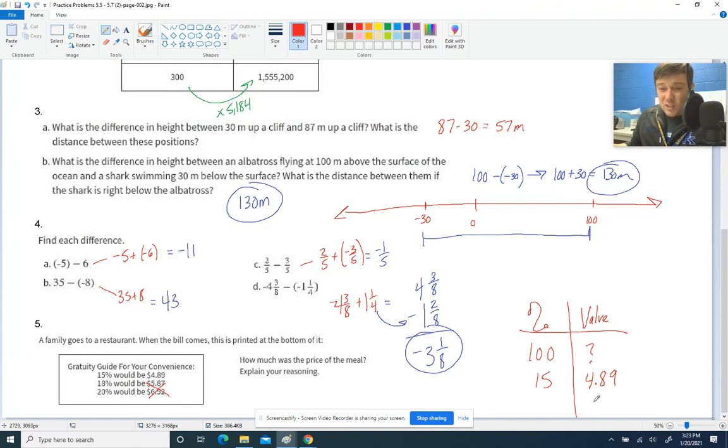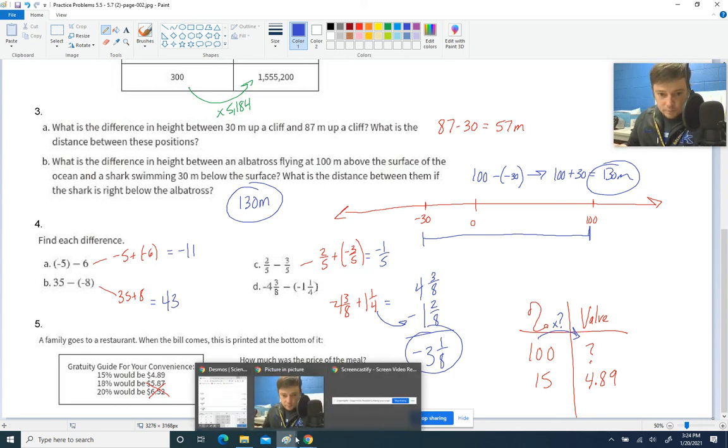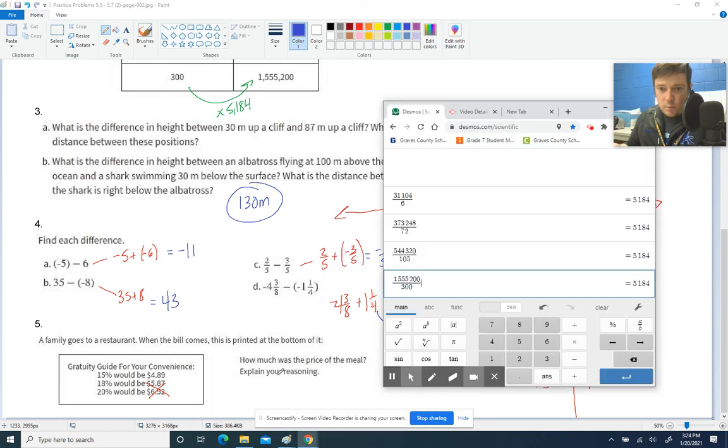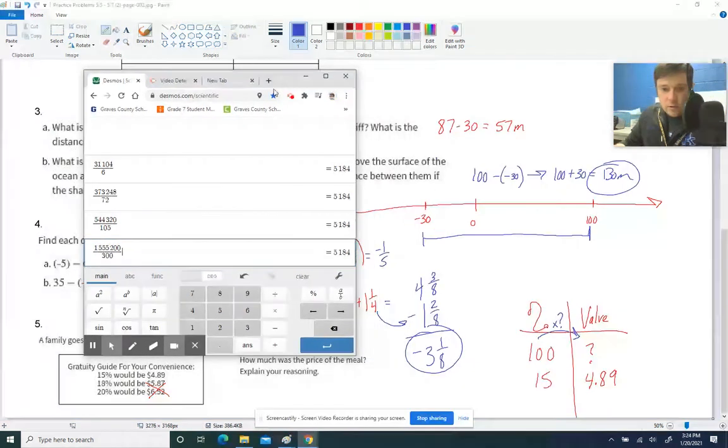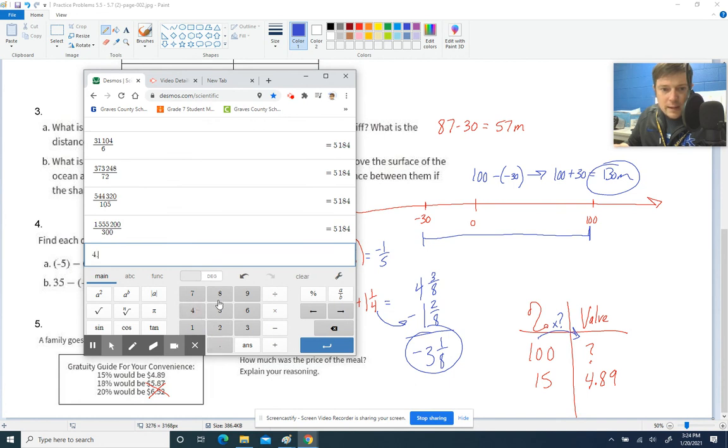So since I want to be able to go this way with my constant of proportionality, I'm going to divide these two, find that constant, and then multiply it by 100. So I'm going to do 4.89 divided by 15, and then multiply that by 100. So let's go do that. 4.89, and I'm going to divide that by 15.